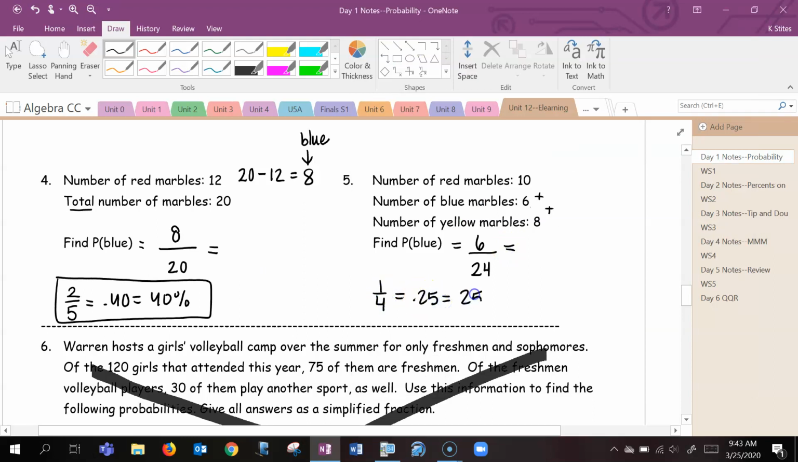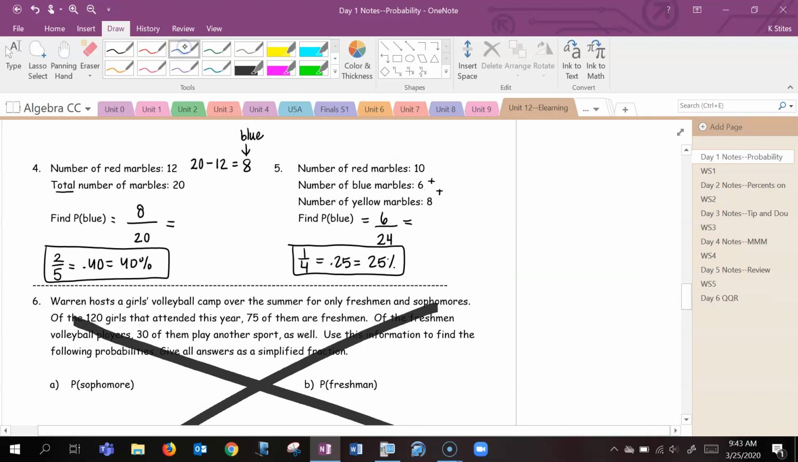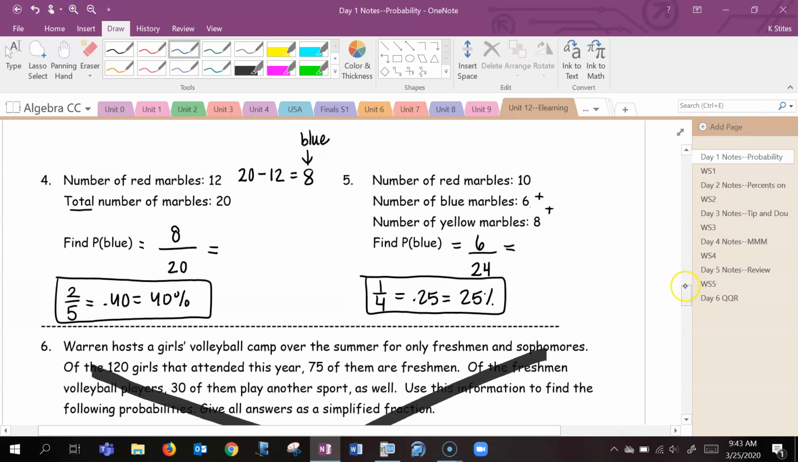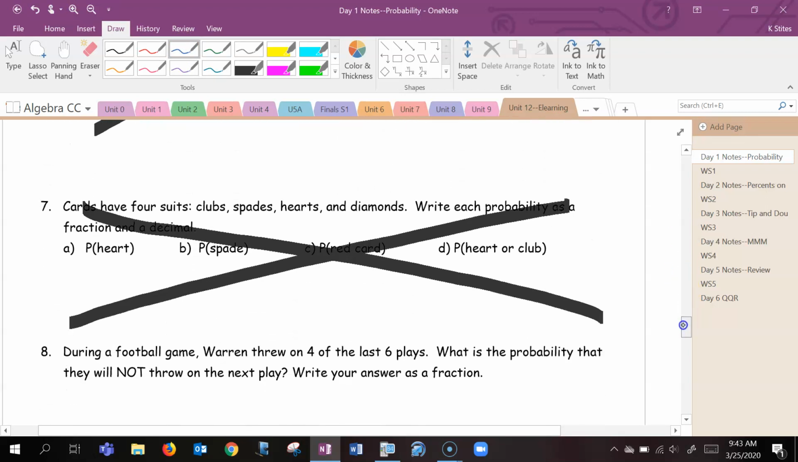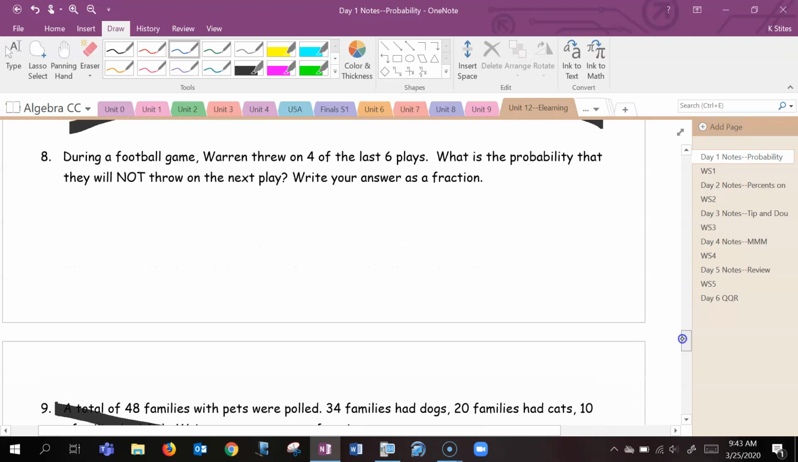And that will be a 25%. All right, so now we're going to start skipping some stuff because some of these just are not as important as we need to be doing over the e-learning platform. So we are going to skip number 6. We're also going to skip number 7. And we're going to come down to number 8.